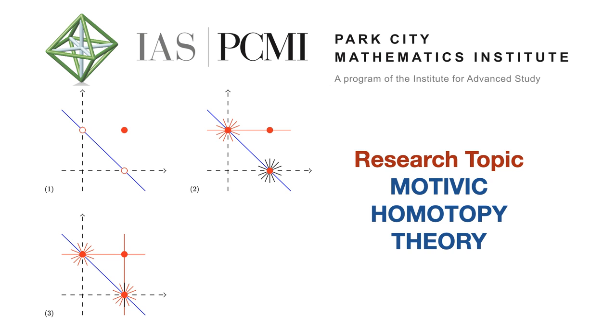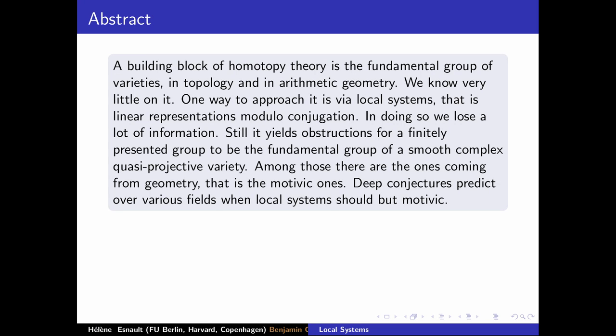We know very little about it. In fact, we will see that we know really very, very little about it. And one way to approach it is via local systems, that is linear representations, modulo conjugation. And part of the big difficulty of the topic is this word modulo conjugation. In doing so, we lose a lot of information. Still, it yields obstructions for a finitely presented group to be the fundamental group of a smooth complex quasi-projective variety.